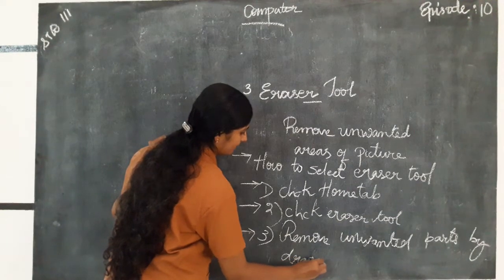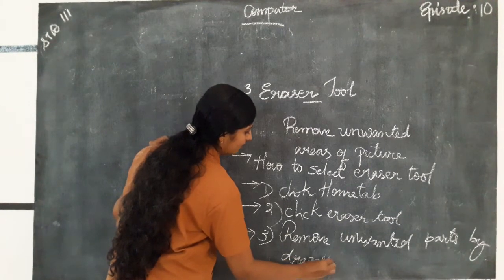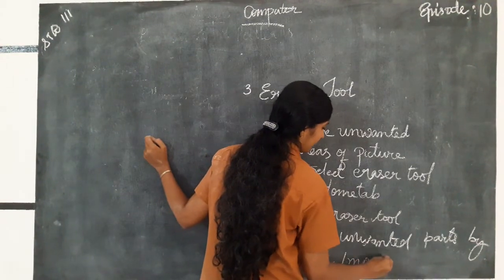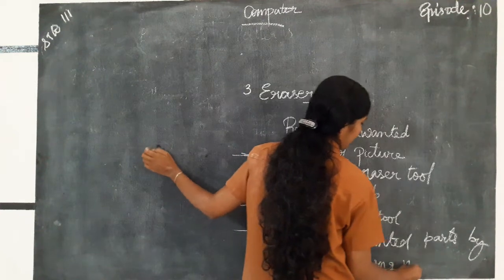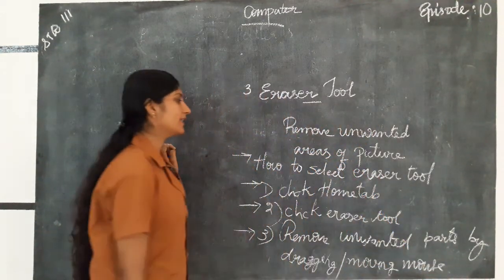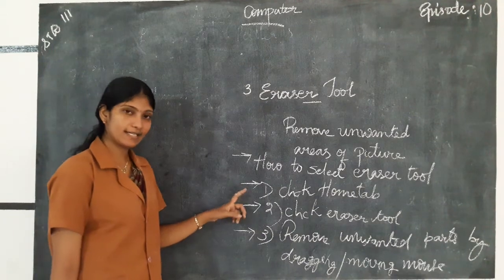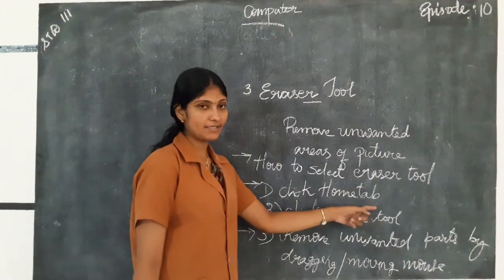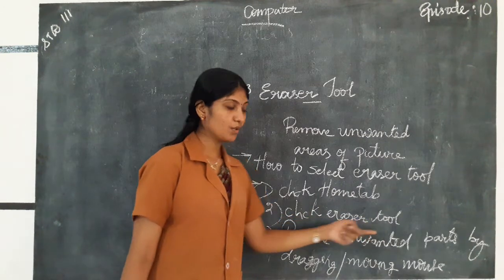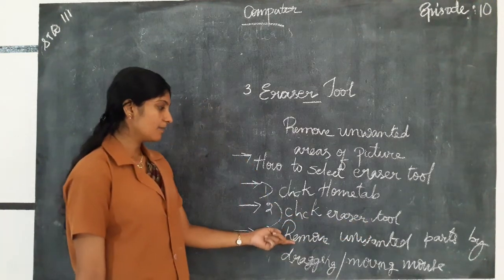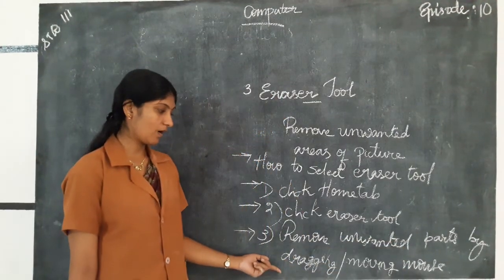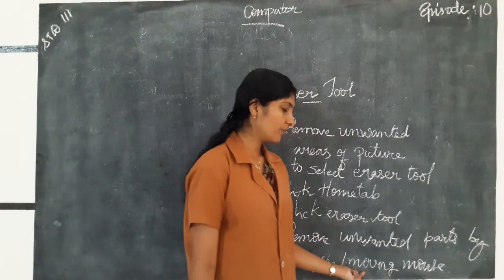Dragging or moving mouse. Moving mouse. M-O-U-S-E. So once again, what are the steps? First, click home tab. Second one, click eraser tool. Third step, remove unwanted parts by dragging or moving your mouse.